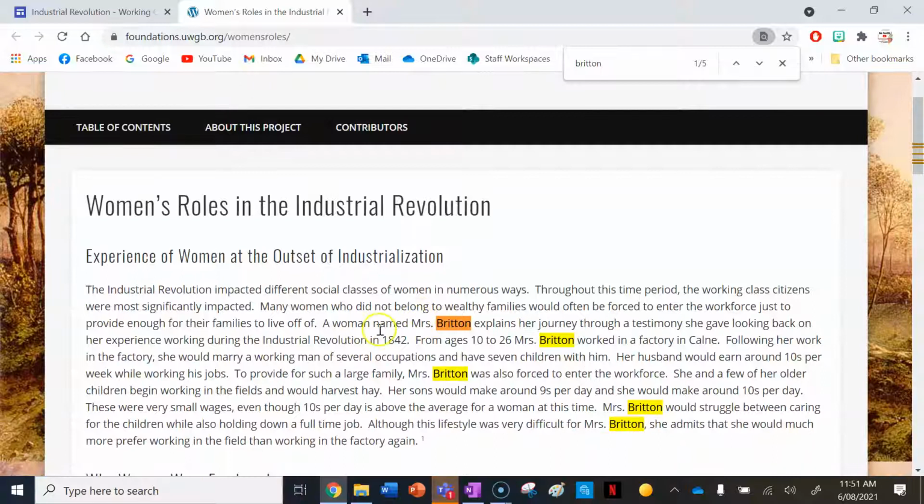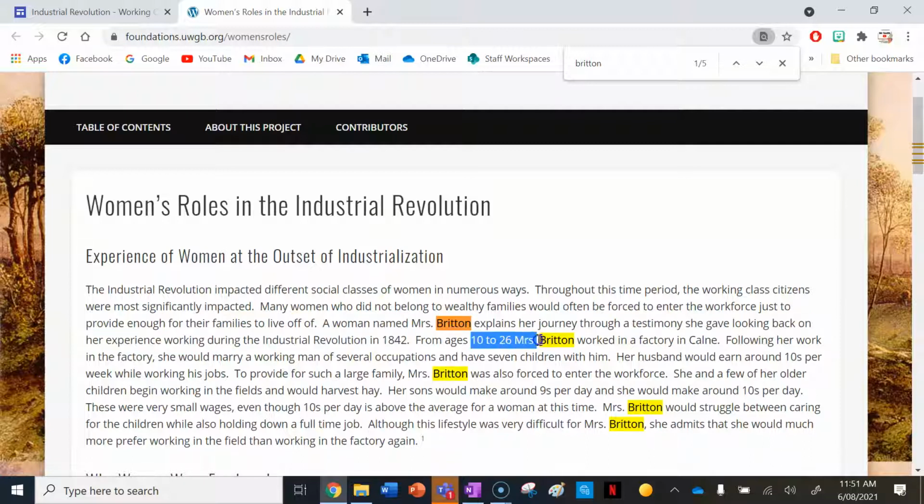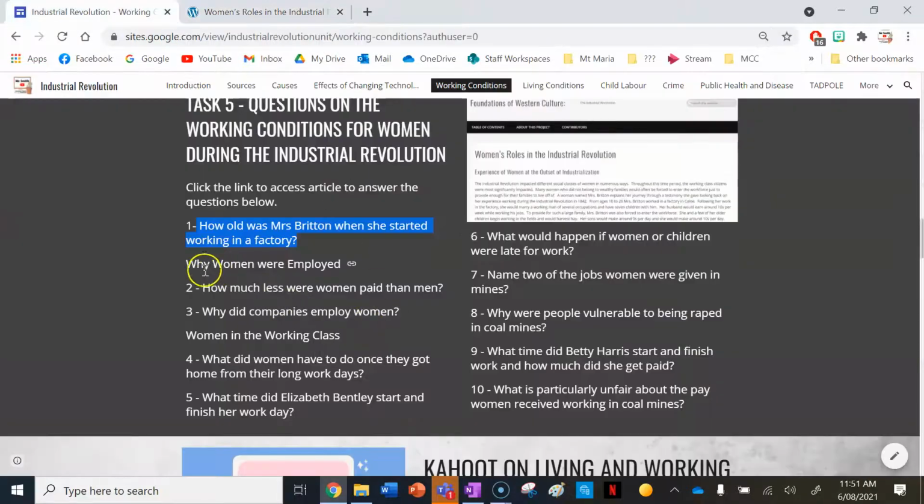Okay, let's see. A woman named Mrs. Britton explains her journey and testimony. Industrial Revolution from ages 10. So 10 to 16, Mrs. Britton worked in a factory. So 10 is our answer for number 1.